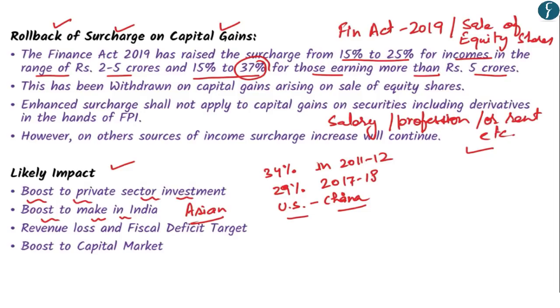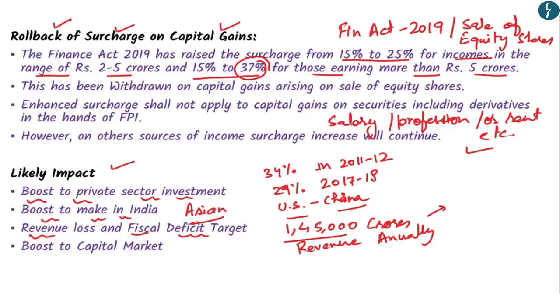Next important aspect is definitely the revenue loss and the fiscal deficit target. India will be losing around 1,45,000 crore rupees of revenue annually, and moreover it will also contribute to an increase in fiscal deficit, which is not a very good sign for a developing country like India. It is expected that fiscal deficit would touch around 4% after these provisions are implemented.